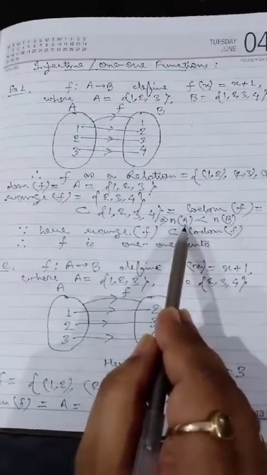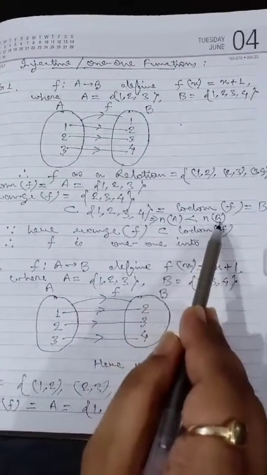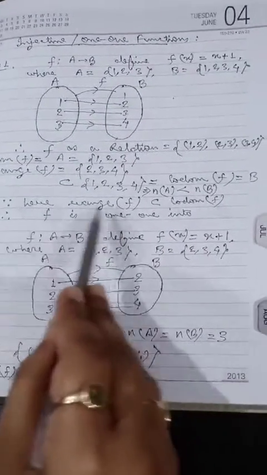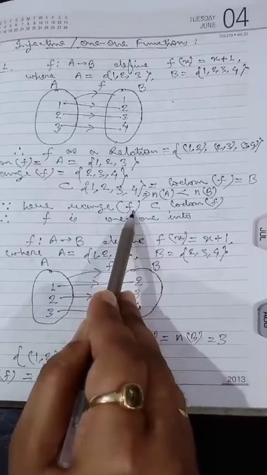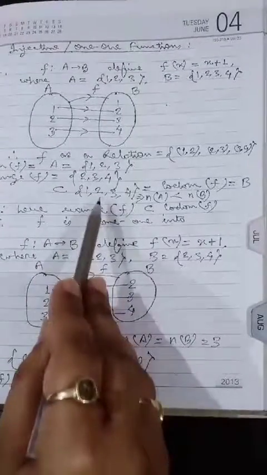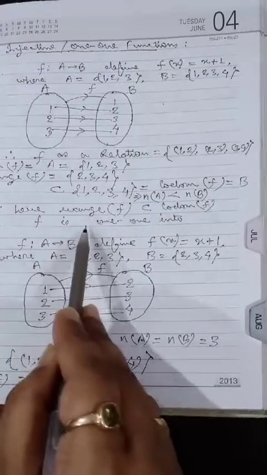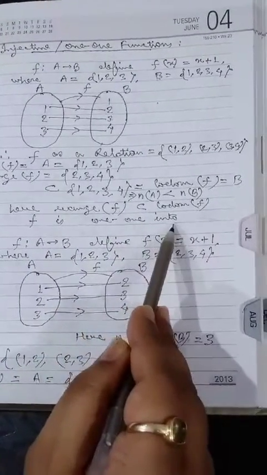Here we are observing that the number of elements of the set A is less than the number of elements of the set B. Now, since the range of the function f is a subset of the codomain of the function f, therefore this function is a one-one into function.